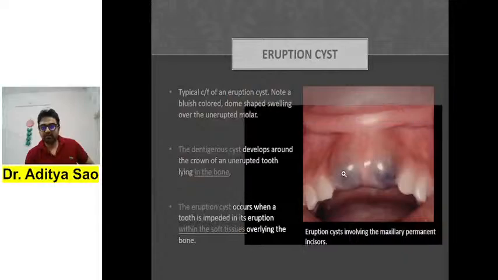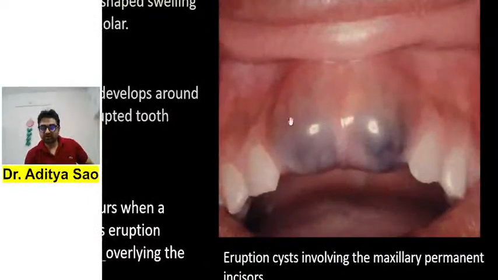What you can see here is bluish tinge of the gum pads. Bluish tinge of the gum pads.